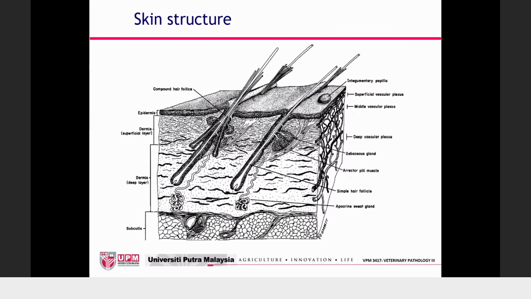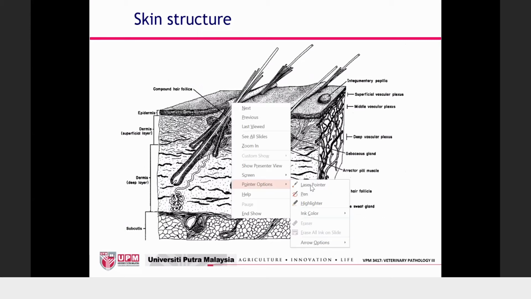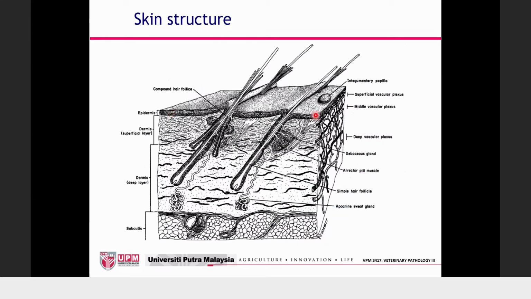Very good. All right. So this is a very common diagram showing the skin structure. As I mentioned, the outermost layer is the epidermis, and then you have the dermis, and the subcutis is the innermost layer. Pay attention that there are hair follicles and other structures. For example, you see here there are two types of hair follicle, which I will explain later in the lecture. Here you have the compound hair follicle, and this one is an example of a simple hair follicle.